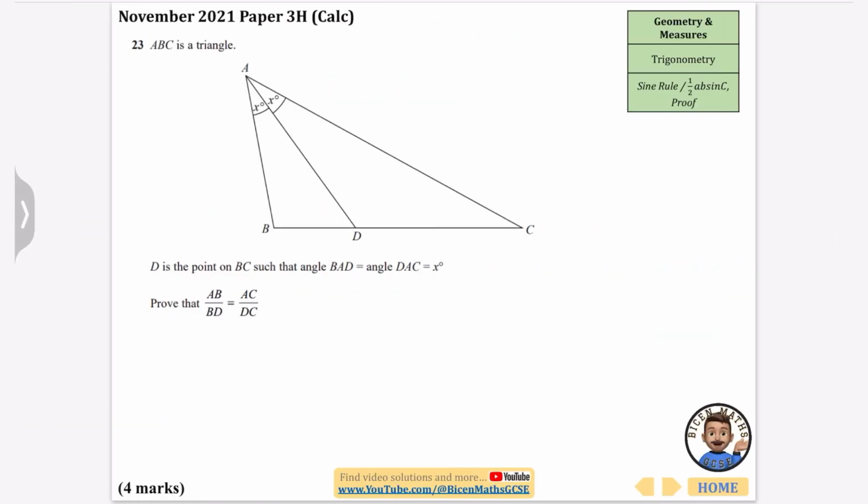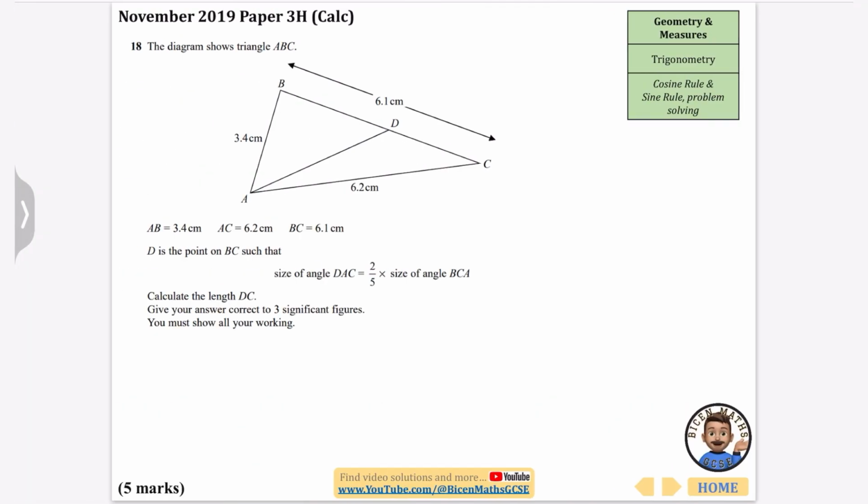Okay, we are nearly there. I think we've got 2 questions left. Well done for sticking with it so far. So all of this information is basically on the diagram, apart from this part.